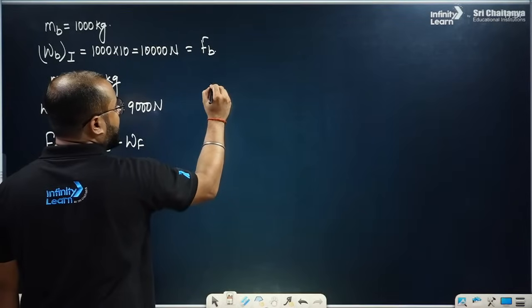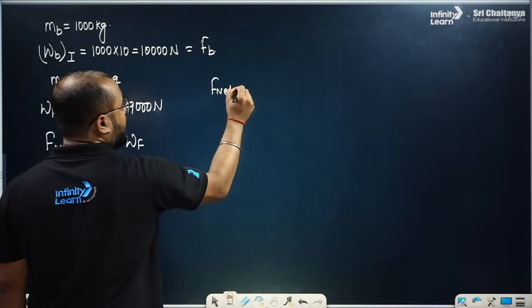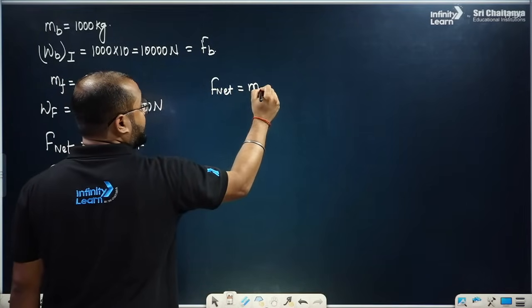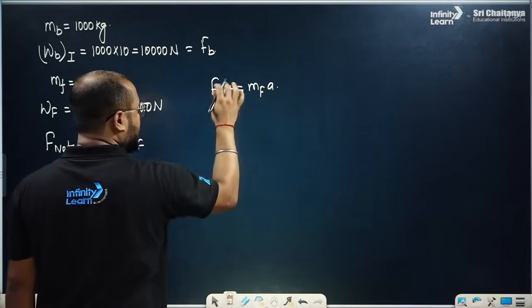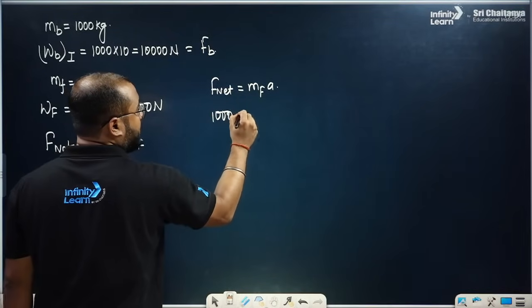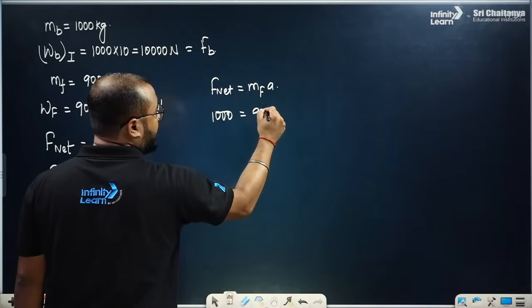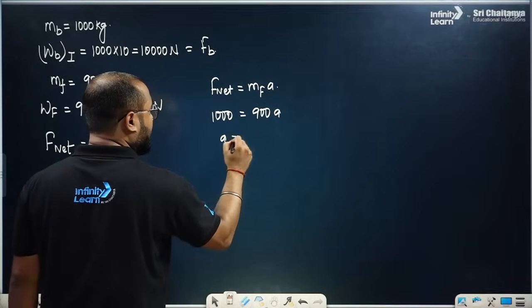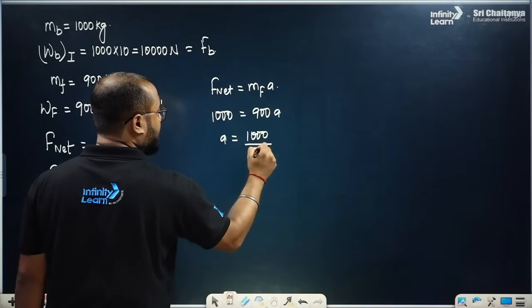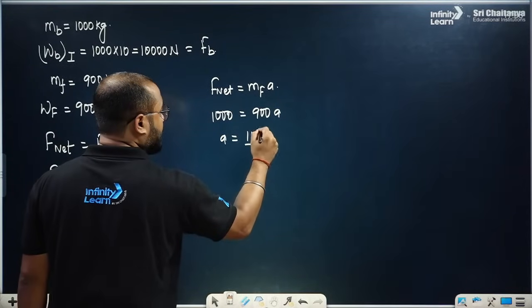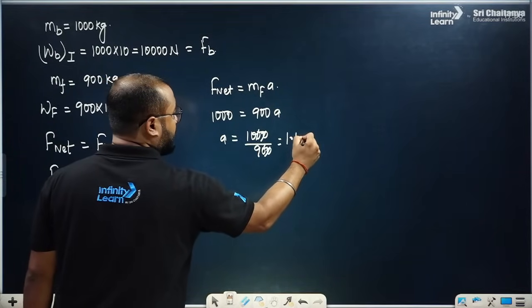We know from the second law that F net equals final mass into acceleration. F net is 1000, which equals mass 900 times acceleration a. The value of a is 1000 divided by 900, which is going to be 1.1 meter per second square.